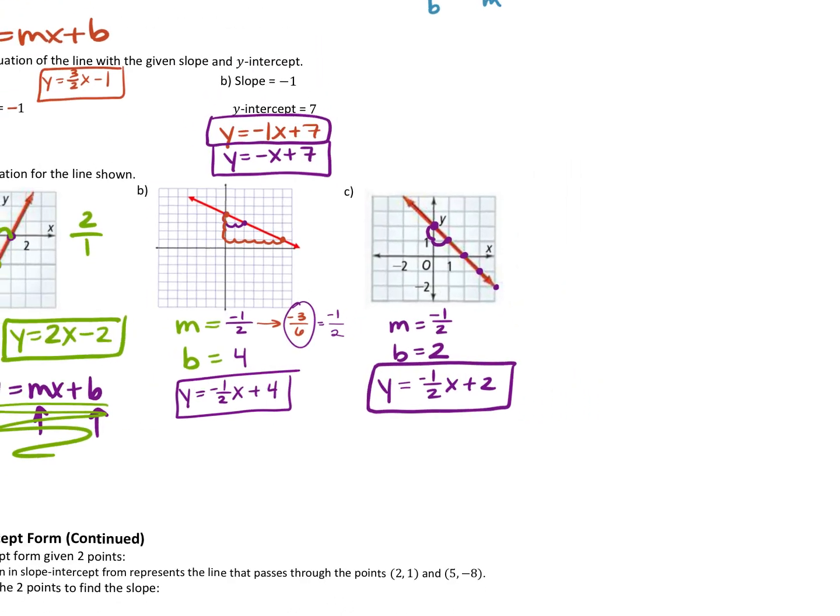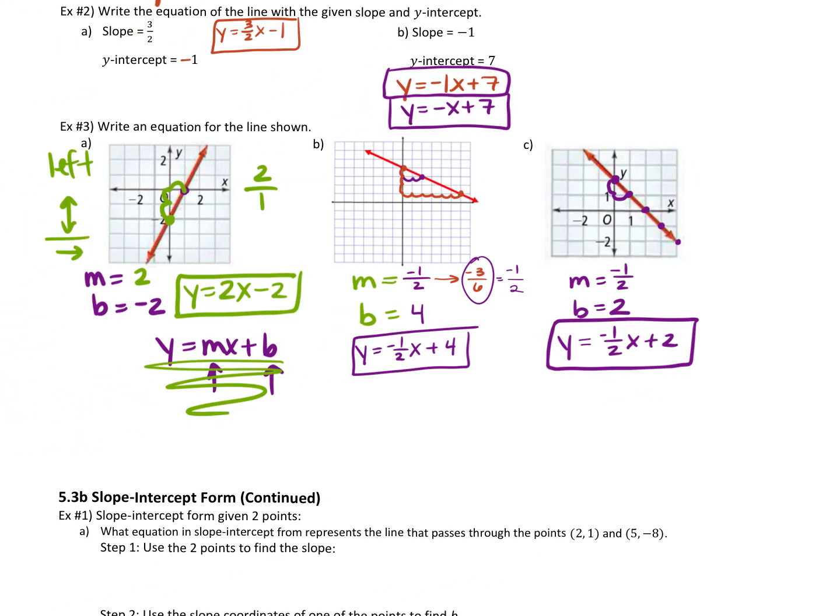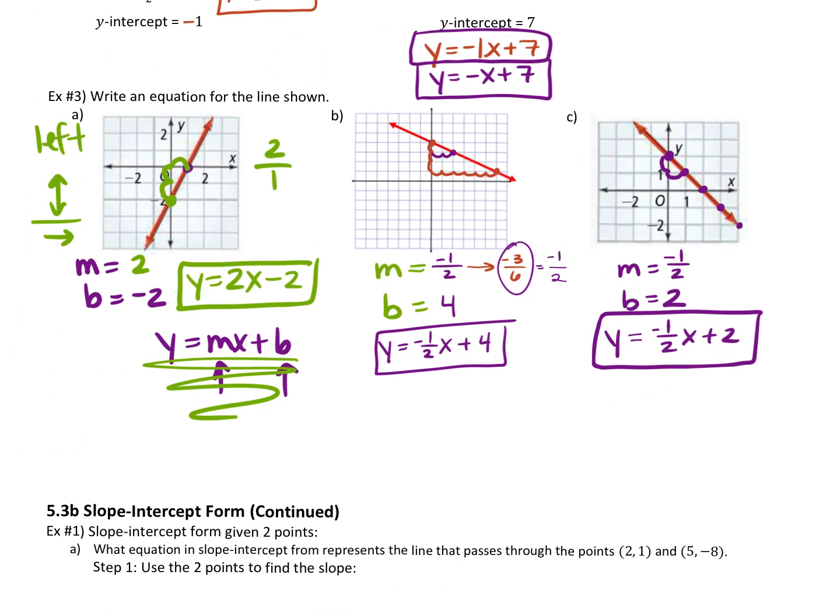Okay, now real quick, let's take a zoomed out view of this. Notice, we talked about this yesterday, this first graph is on its way up, and notice your slope was positive. This graph is on its way down when you go left to right, and your slope was negative. And this graph was on its way down, and the slope was negative. So just keep that in mind.